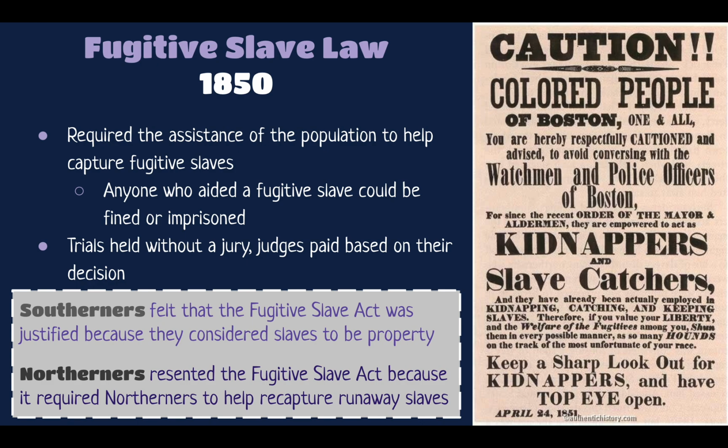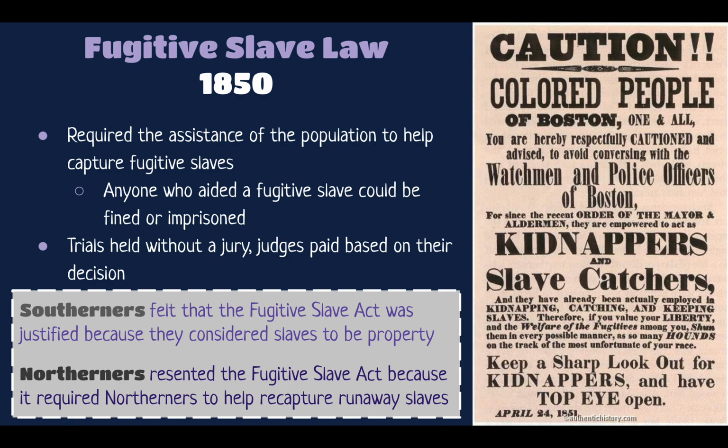And these trials in which a fugitive is accused of being a runaway, of having escaped, would be held without a jury, and judges would be paid based on the decision that they gave. Those who were accused could not testify to defend themselves. There's very little documentation that was needed for someone to be found guilty, and judges in these cases would be paid twice as much to find an accused fugitive to be guilty than if they found them to be innocent. So there was an incentive baked in for these judges to find someone guilty of being a runaway.